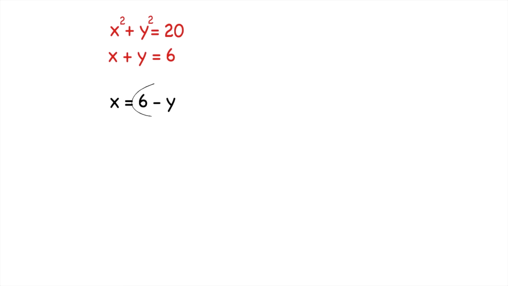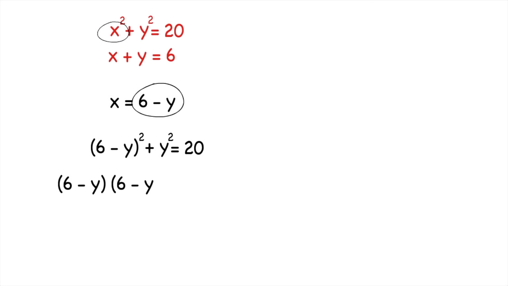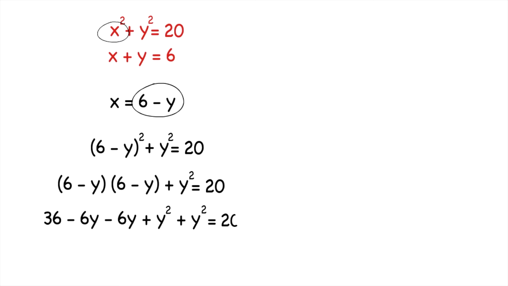Because we know that x equals 6 minus y, we can replace the x in the nonlinear equation with 6 minus y. So if I rewrite this equation where x is now 6 minus y, I have (6 minus y) squared plus y squared equals 20. After expanding the set of brackets, I will have 36 minus 6y minus 6y add y squared equals 20.